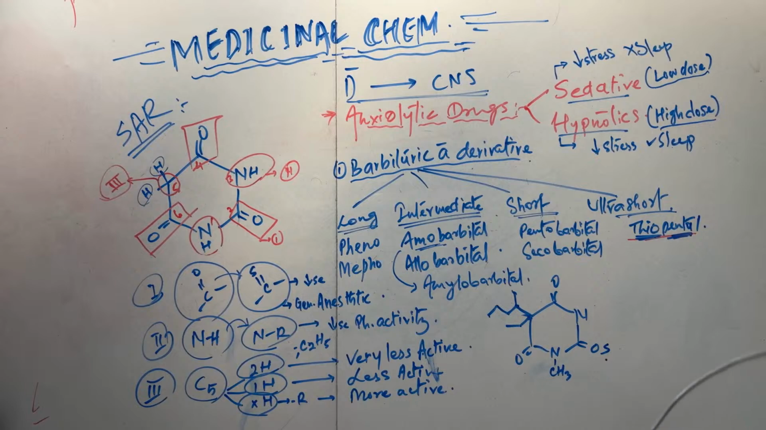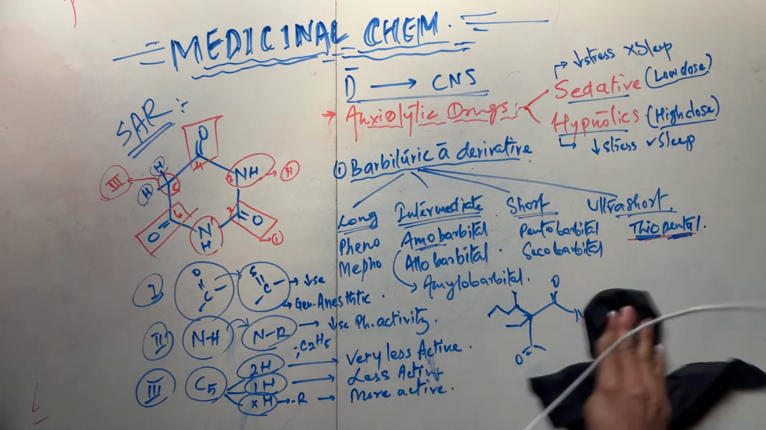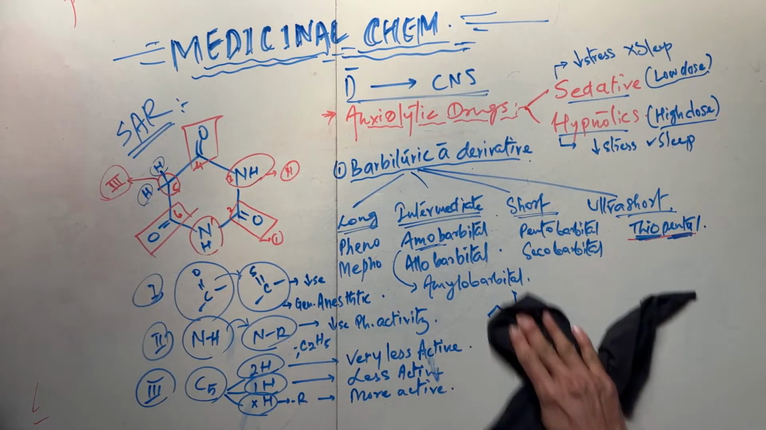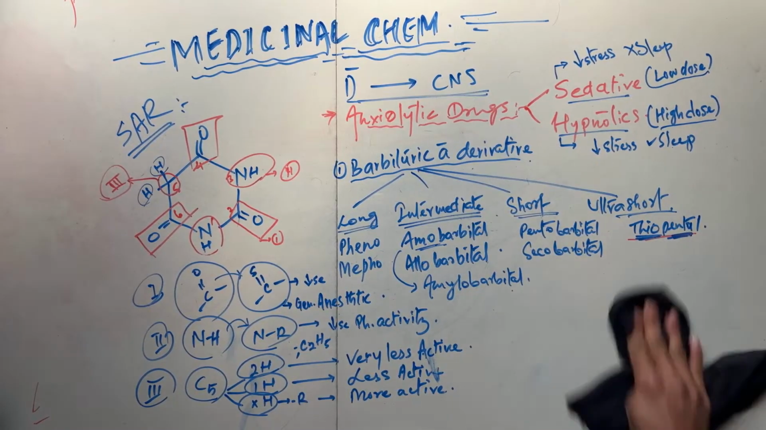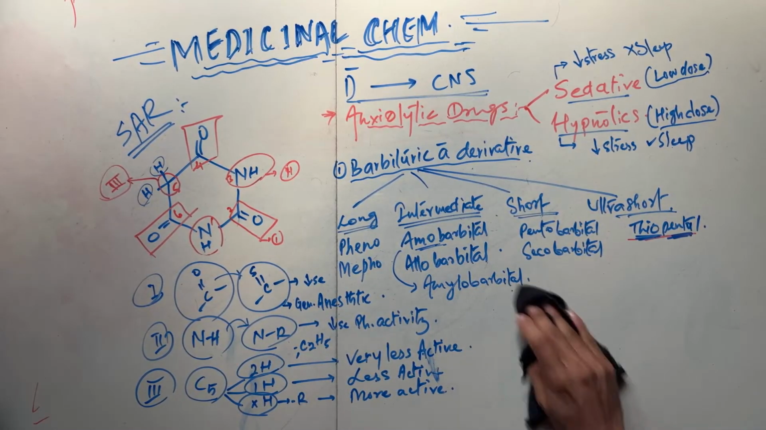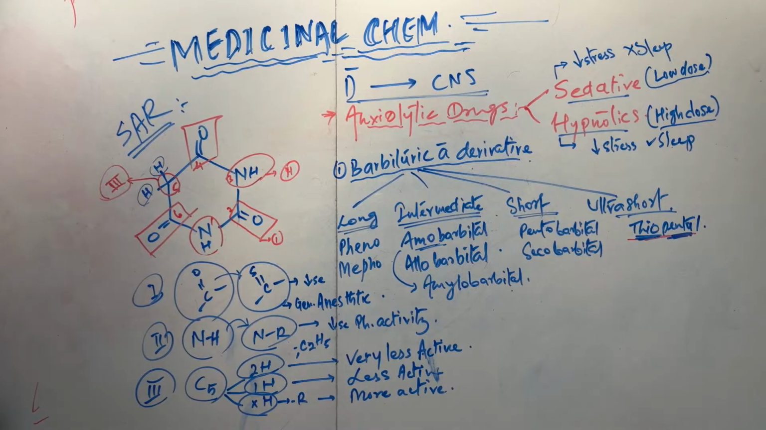So in this way you can understand all the structures, and you can remember also, if you understand how the compounds are named. So understanding the naming of compounds is very, very important. Okay, so phenobarbital and mephobarbital already completed, right? I hope so. Next thing we will see, that is intermediate acting. Who are intermediate acting? Amobarbital and allobarbital.